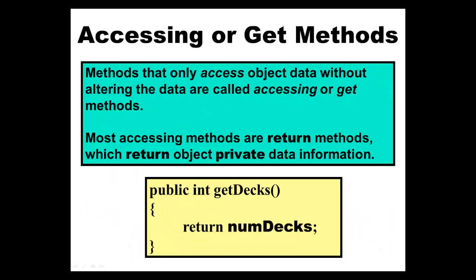Now, accessor or get methods are simply methods that return data. Generally speaking, they only need to be created for private variables, which are going to be attributes or class variables that you cannot access outside of the class. So here, the example getDecks would return the private number of decks from the object.